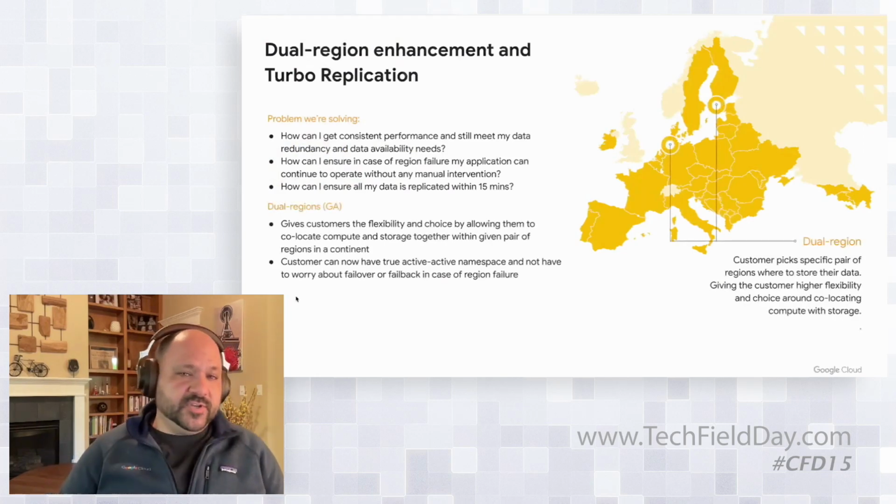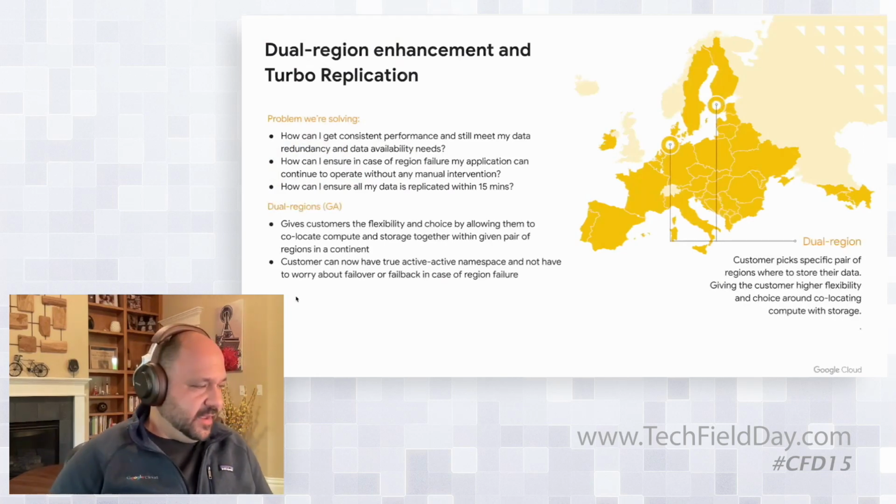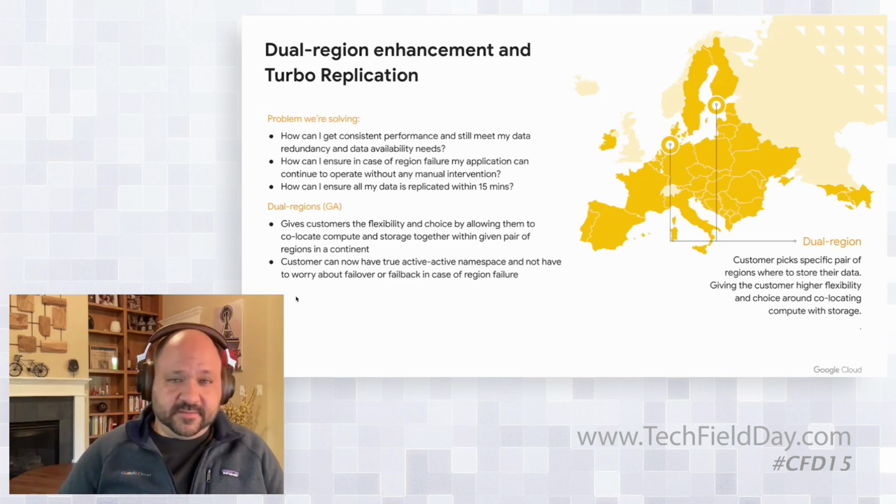So dual regions, which is GA today, as discussed, lets you choose a pair of regions within a continent. There's a couple of limitations on which regions are available for pairing right now, but we're adding more all the time, and it's a good number of them. All the real popular ones are there.